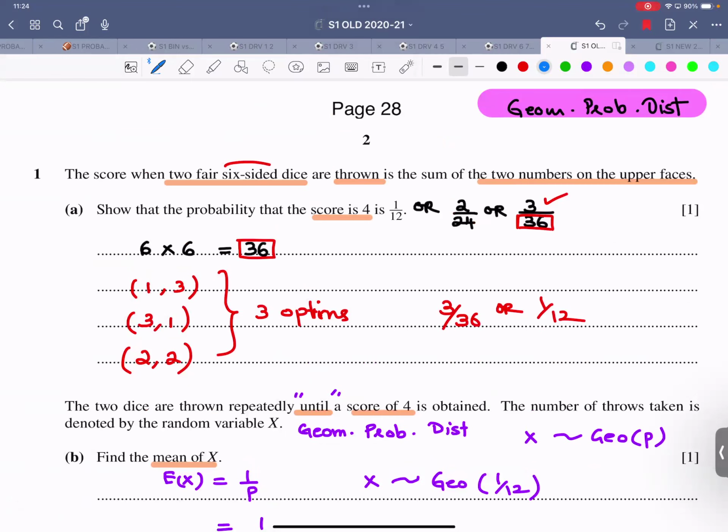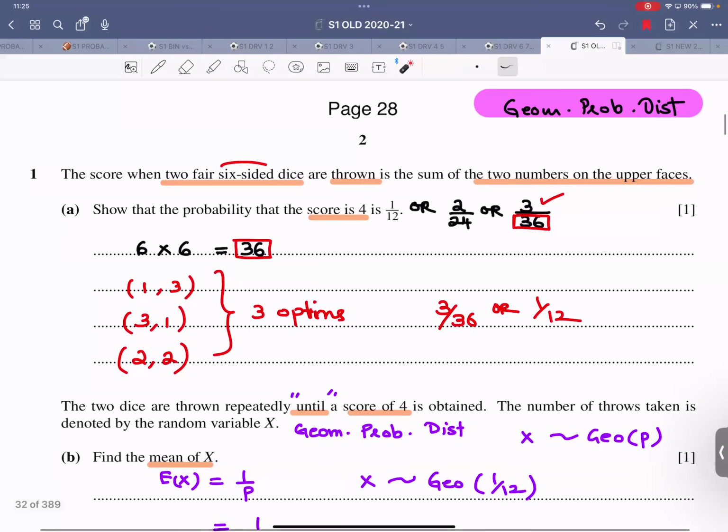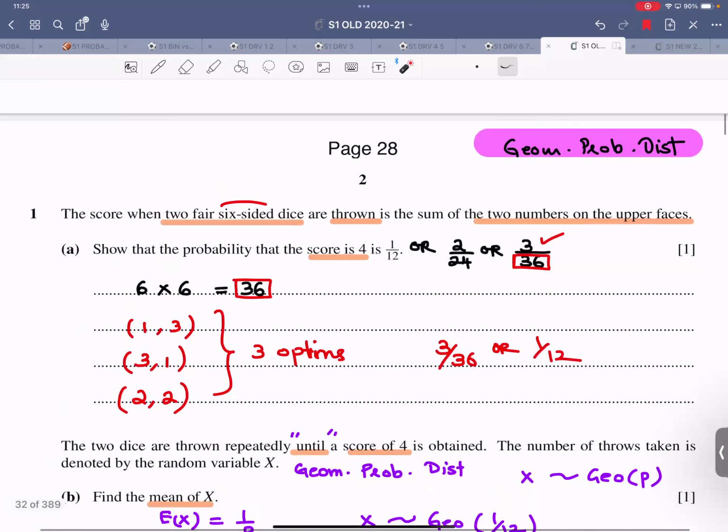The score when two fair six-sided dice are thrown is the sum of the two numbers on the upper faces. Okay, so now two fair six-sided dice are thrown. That means 6 into 6 is 36. Now it says, show that the probability that the score is 4 is 1 over 12.